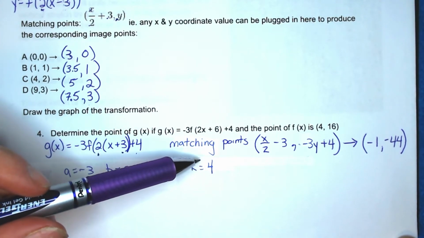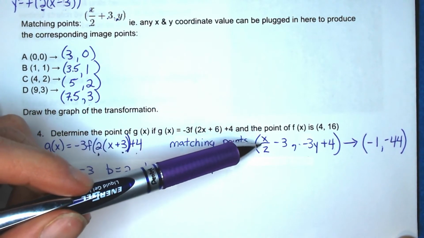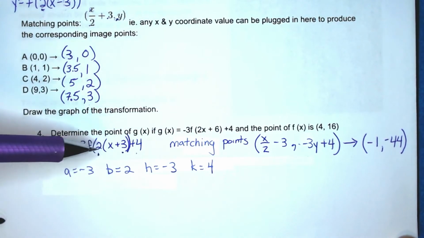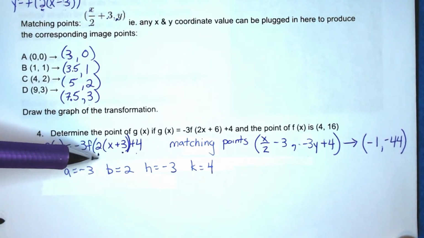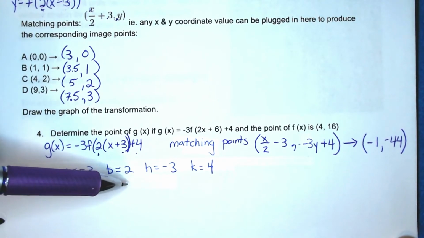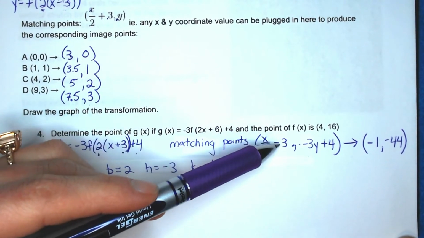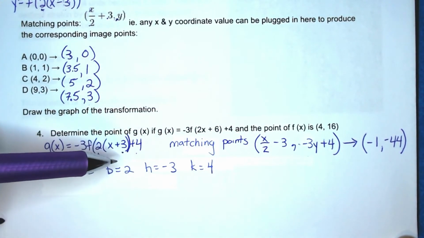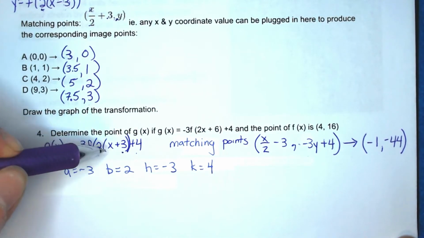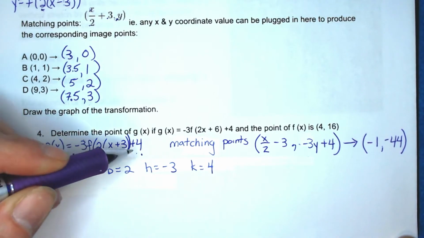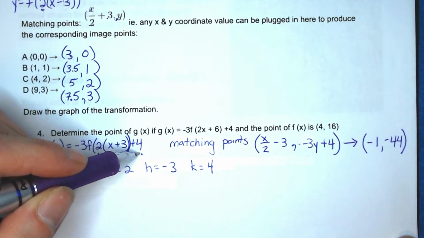Now, with our general points, here's what's going to happen. b and h are applied to the x values. So remember, b is greater than 1, we're going to divide by the value of b. So x over 2, and then the horizontal shift, -3. And then for our y values, a and k are going to affect it. So we're going to multiply all y values by -3, and then shift them up 4 units.